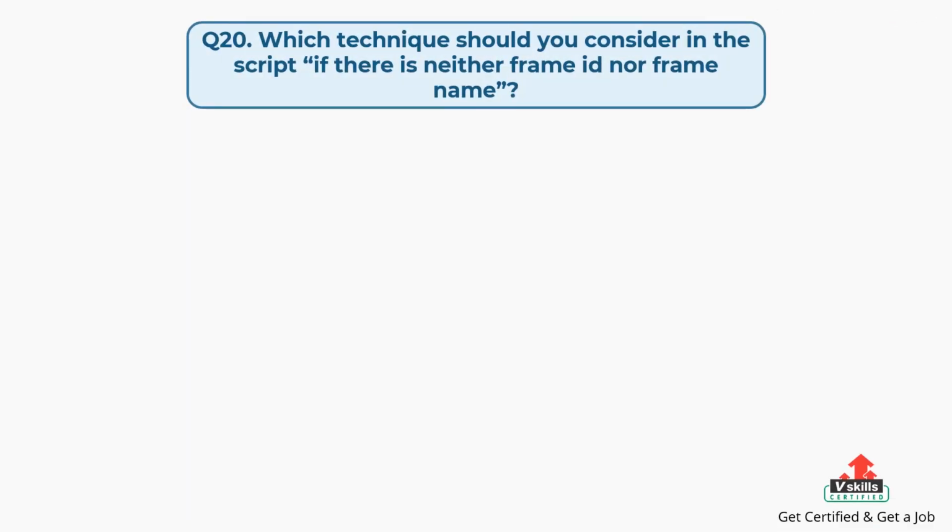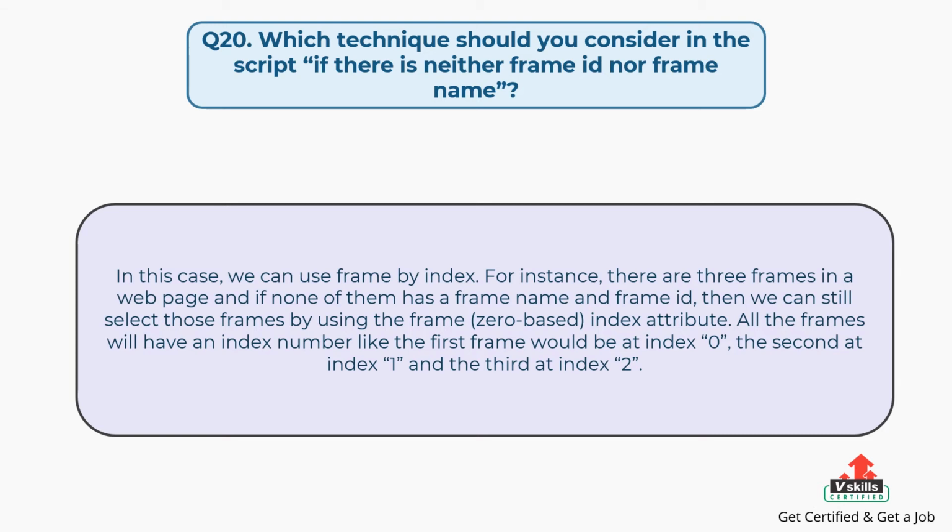Question number 20. Which technique should you consider in the script if there is neither frame ID nor frame name? The answer is, in this case, we can use frame by index. For instance, there are 3 frames in a web page and if none of them has a frame name and frame ID, then we can still select those frames by using the 0-based index attribute. All the frames will have an index number, like the first frame would be at index 0, the second at index 1 and the third at index 2.